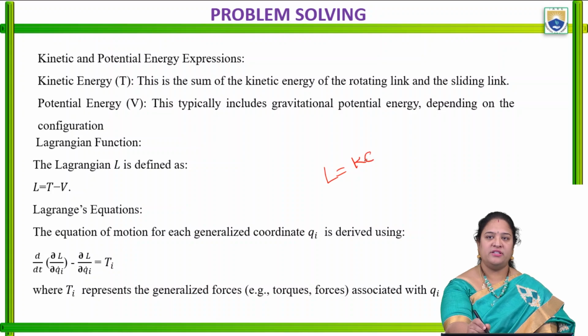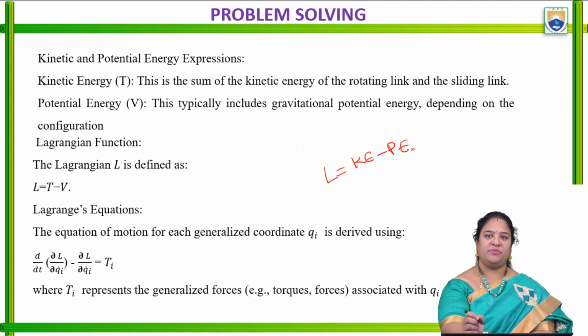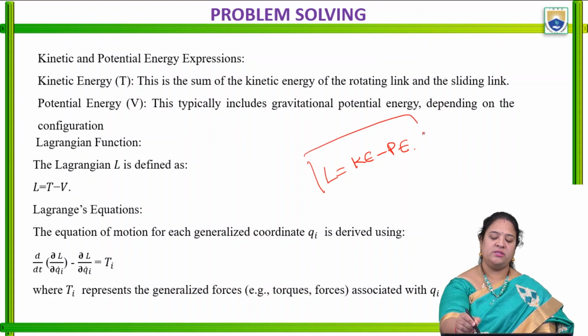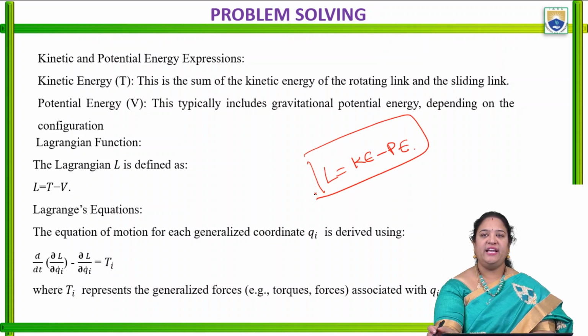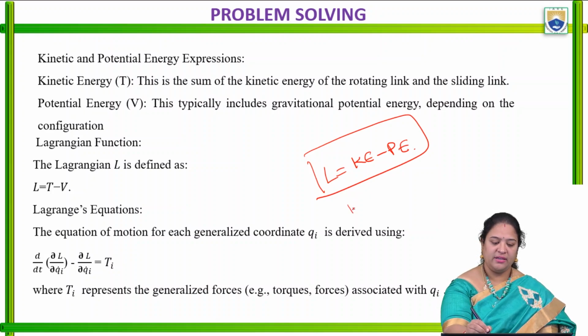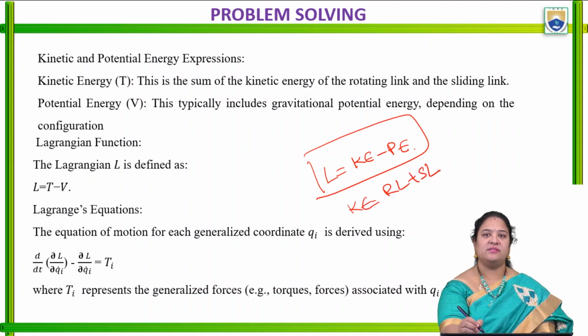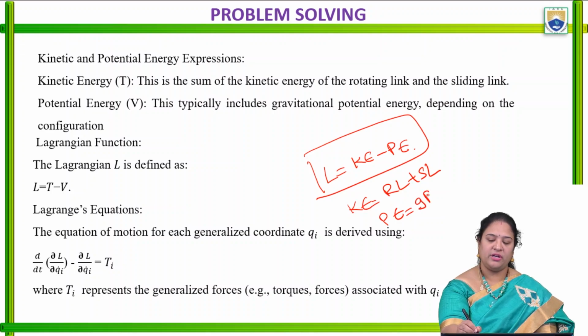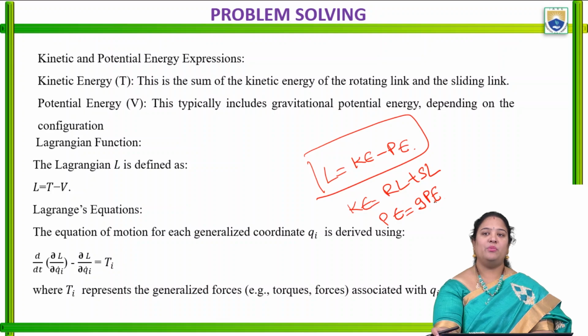The Lagrangian equation is nothing but the kinetic energy minus the potential energy, right? It's the difference between the kinetic energy and the potential energy. So the kinetic energy is nothing but the sum of the rotating links and the sliding links, right? Kinetic energy is equal to the sum of the rotating links plus the sliding links. And the potential energy includes gravitational potential energy, right?